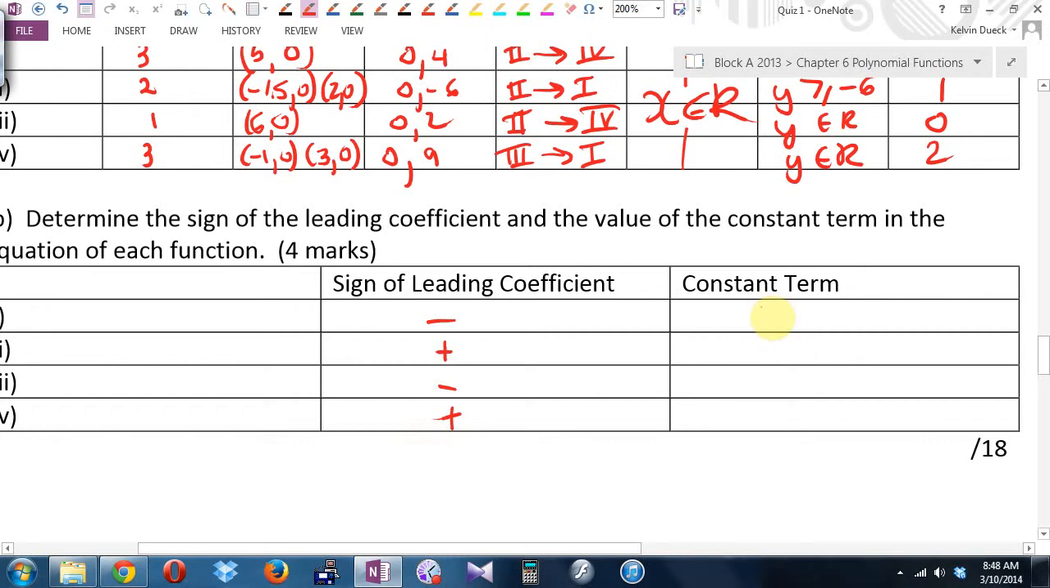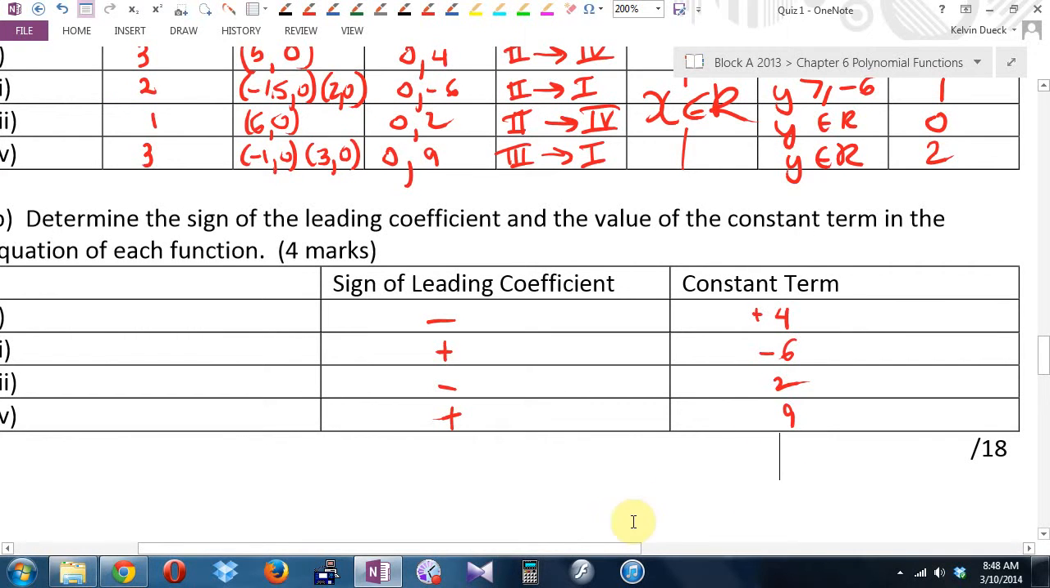The constant term, which also happens to be the y-intercept. So the constant term must have been a positive 4. You don't have to put the positive there, but I did in graph number 1. Negative 6. Positive 2, and, I don't know, what do you think? 9? I think above 8. I'd take it. Although, when in doubt, assume it's nice whole numbers, probably. Half mark for each of those.